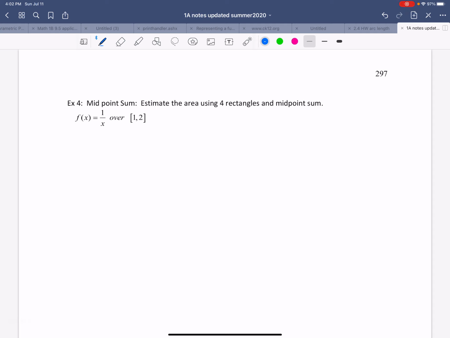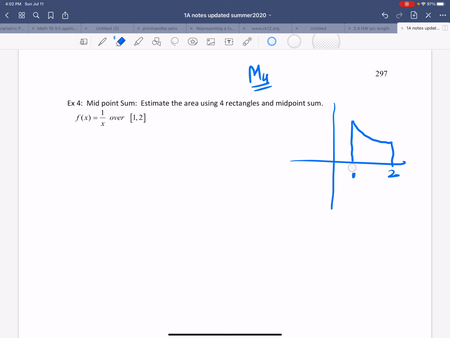So here we want to estimate the area using 4 rectangles and midpoint sum. So we want to find out M4 in this case. f of x equals 1 over x, from 1 to 2. 1 over x looks something like this, between 1 to 2. So this is where 1 is and that's where 2 is. We're going to divide it into 4 rectangles. So 1, 2, 3, 4. Now we want to find M4.